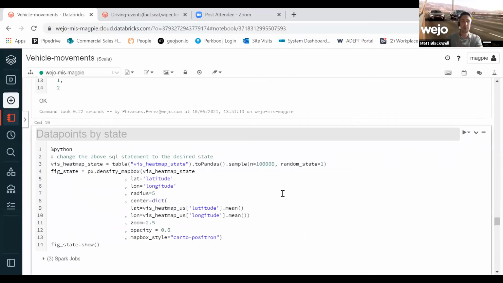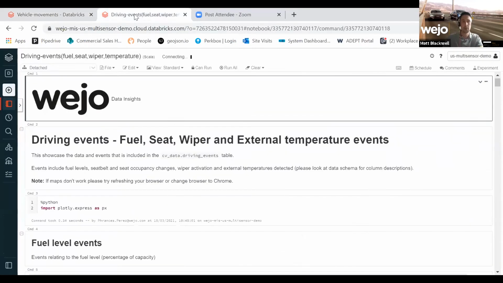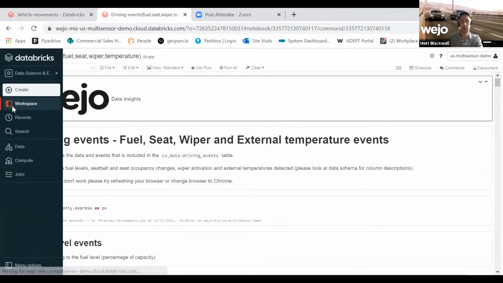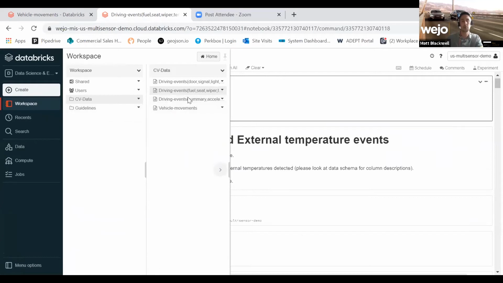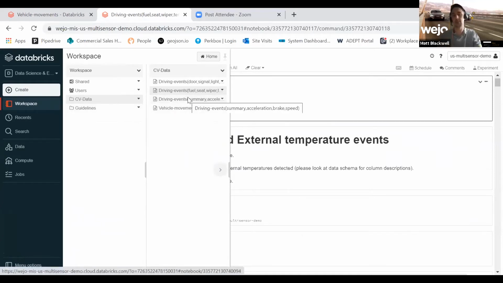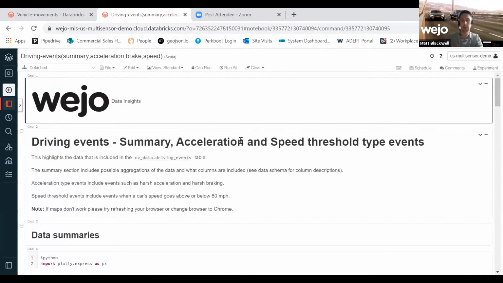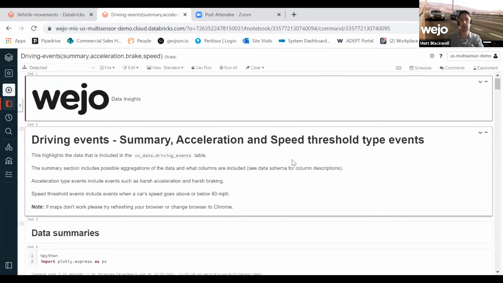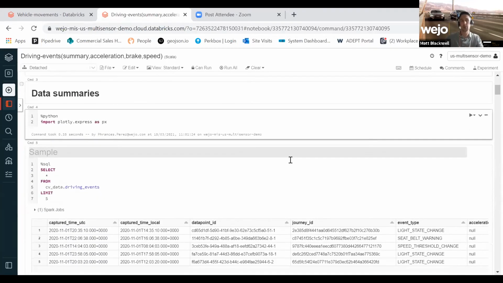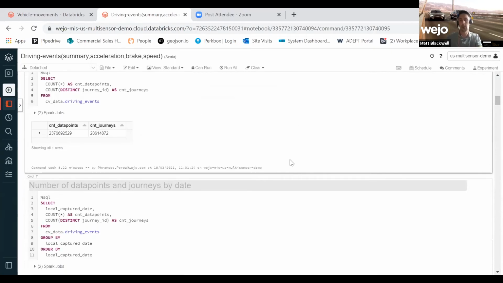So everybody will have access to our vehicle movement data set. And what you'll also then have access to is our driver event data set. With our driver event data set, we have essentially clustered together a lot of these sensors into notebooks where the sensors make sense to be grouped together. If I have a look, firstly, at this particular notebook, this looks at acceleration, hard braking, speed threshold, and I think there's also some seatbelt usage in there. So it's very much centered around a safety use case.